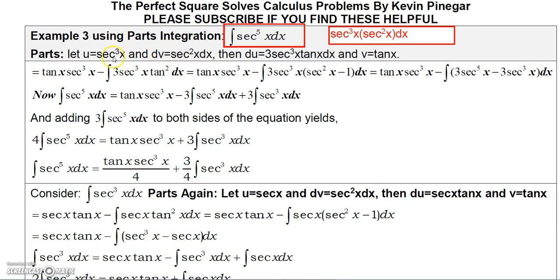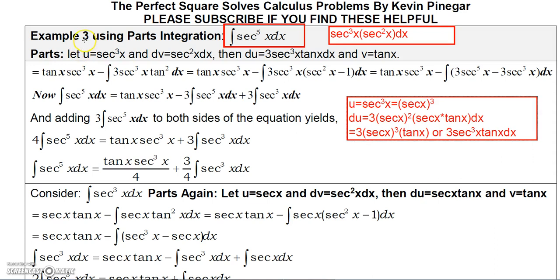So that means my u is going to have to be secant cubed x, and then like I said, my dv is going to be the secant squared x dx. And then when I integrate dv, I'll get v equals tangent x. But when I take the derivative of u to get du, let me show you what's going to happen there.